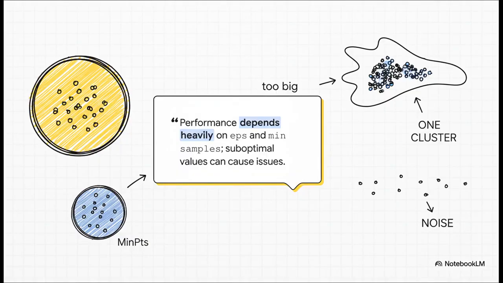So, the crucial point here is that while DBSCAN is incredibly powerful, it's not fully automatic. Its success really lives or dies on us choosing the right values for those two parameters, epsilon and minPts. If your epsilon is too big, everything just merges into one giant blob. If it's too small, everything starts to look like noise.